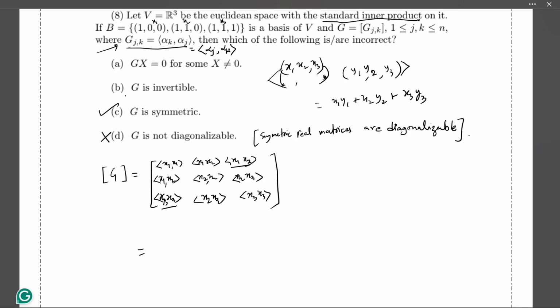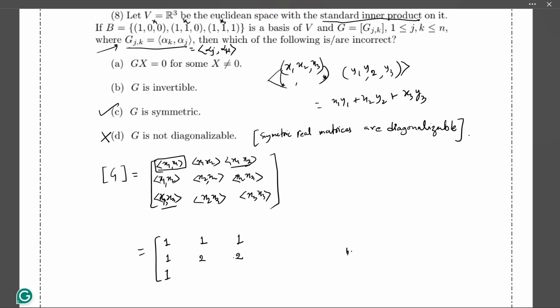x1 with x1. Someone tell me what is the inner product of x1 with x1? 1. Nice. What about the second entry here, x1, x2? 1 itself. About the third coordinate? The third entry should also be 1. Because it is symmetric, we have this. What about x2, x2? 2, right? 1 plus 1. But here also we get just 2.